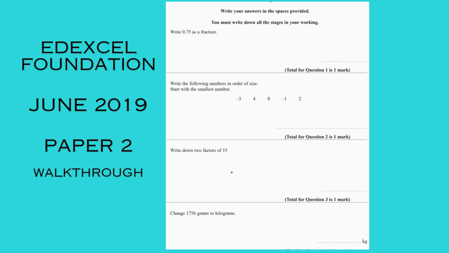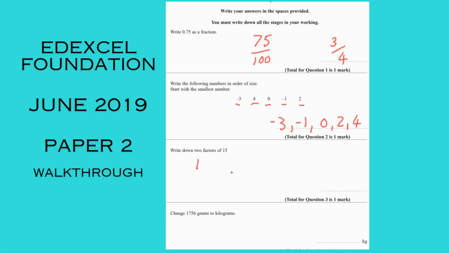Question 1, write it as a fraction. So obviously you could just think of it as 75 hundredths. People will be tempted to cancel it down, or just go straight from their knowledge bank that 0.75 is 3/4. Write the following in order of size. Personally, I'd put a dot under them or cross them out as you go. -3 being the smallest, -1 being next, then 0, 2 and 4.